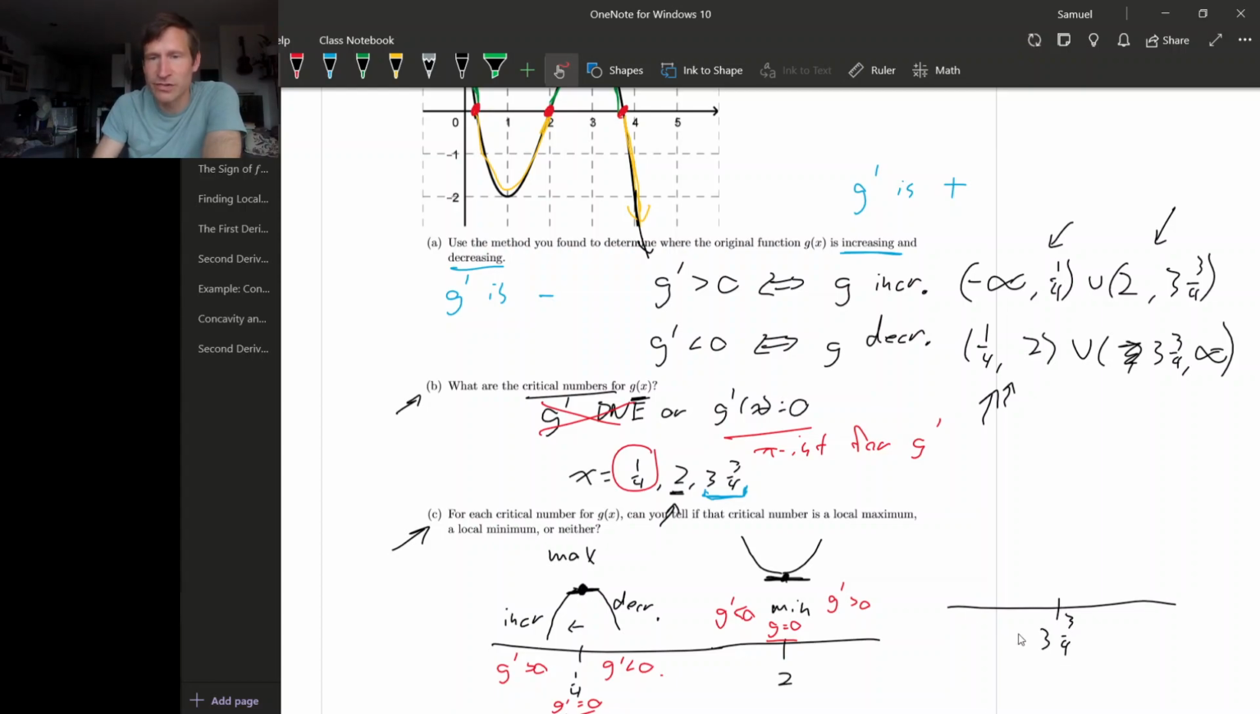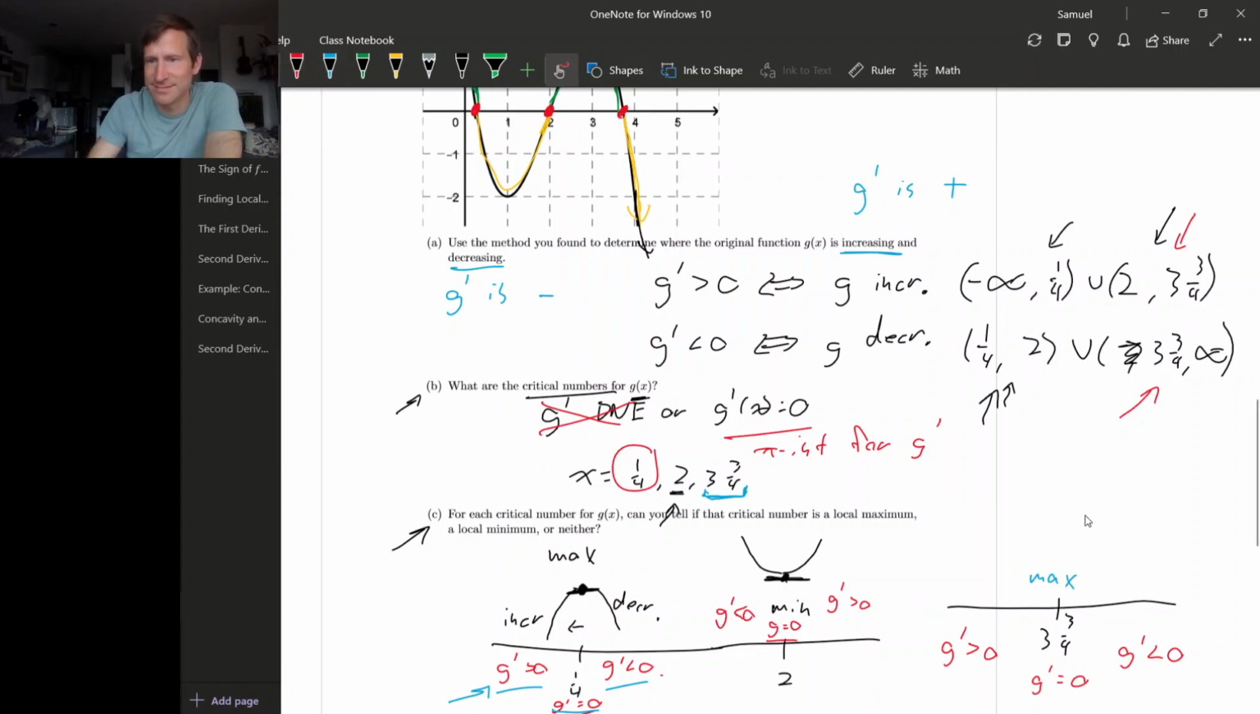So 3 3/4. We know that at 3 3/4 the derivative is 0. What about immediately to the left of 3 3/4? That's going to be this interval, and g prime is positive there. And then immediately to the right of 3 3/4, g prime is negative. So if it follows the same pattern as these other two, that means it looks like this one, where g prime is going from positive to 0 to negative. And so that means that we think that 3 3/4 ought to be a local maximum.